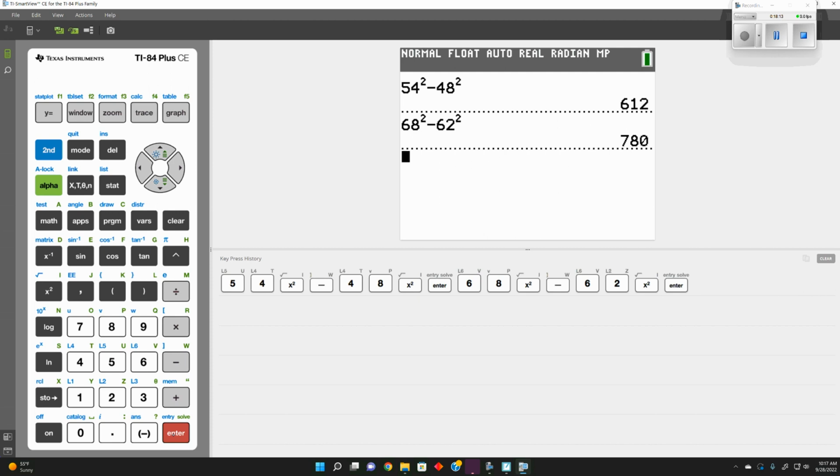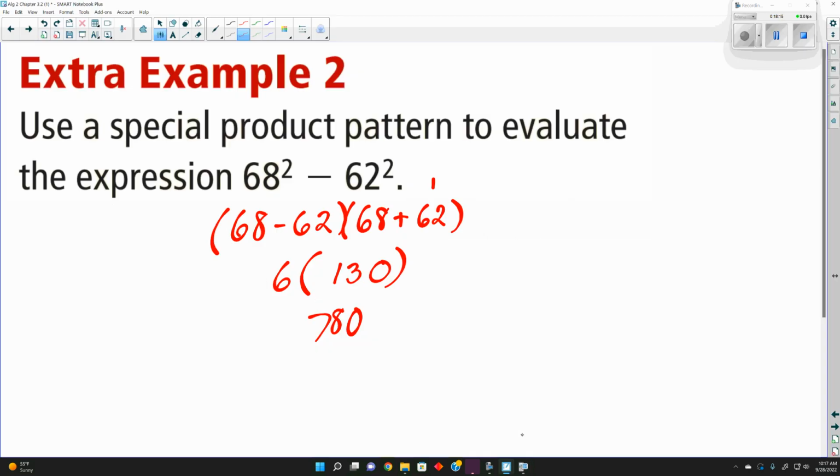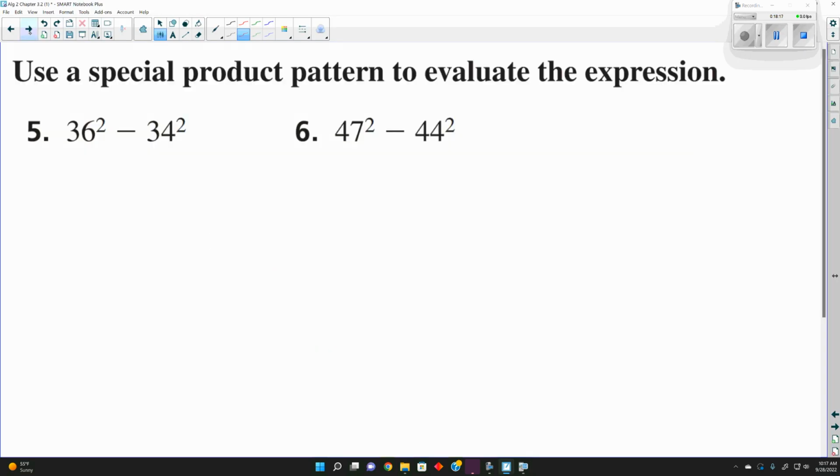Calculator does it just fine. I mean, with any of these, we could just type them in the calculator. It'll do it just fine. Any questions on any of this here?